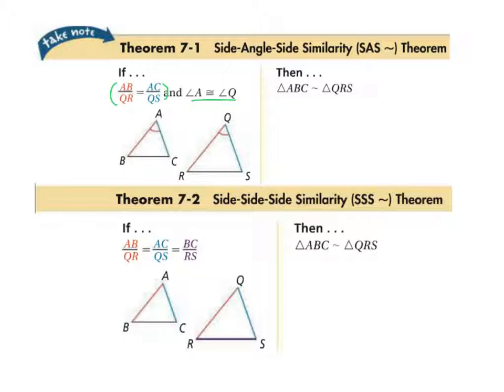All right, we also have side similarity. If you can show all three sets of sides have the same ratio, then that's enough to show that they are similar.